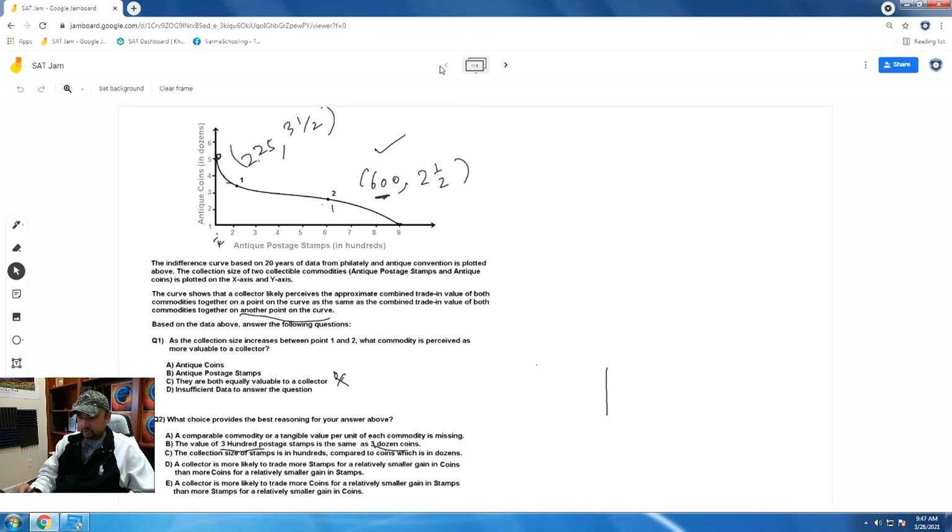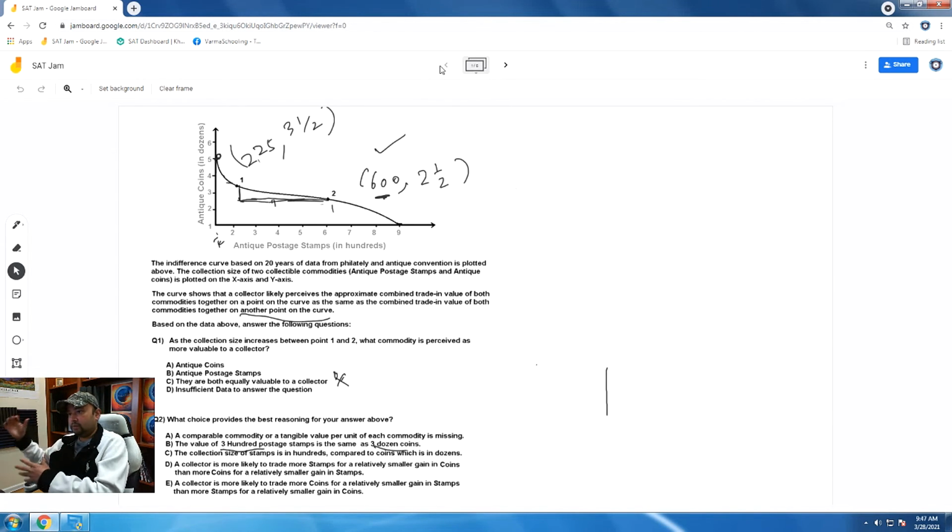I hope my explanation was clear enough. If you don't find it clear enough, just feel free to message me. But the answer to this kind of indifference question comes by looking at the slope of the 2 points, how much of what you're giving. Going from point 2 to point 1 or some point in between, I am willing to trade in a lot more of my stamps to get a fewer amount of coins as I did before point 1. It's quite common with indifference curves.